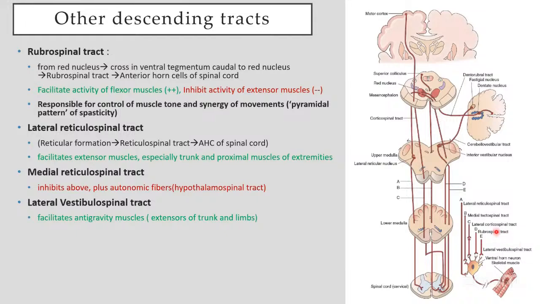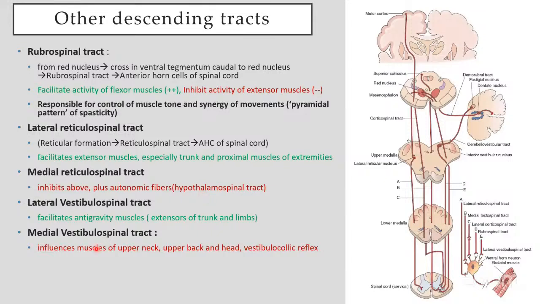While the lateral vestibulospinal tract facilitates anti-gravity muscles, that is the extensors of the trunk and limbs, the medial vestibulospinal tract influences muscles of the upper neck, upper back, and the head, and is responsible for the vestibulocollic reflex.